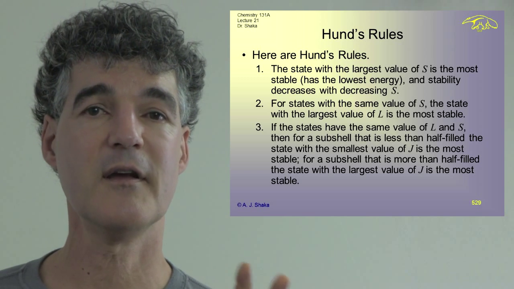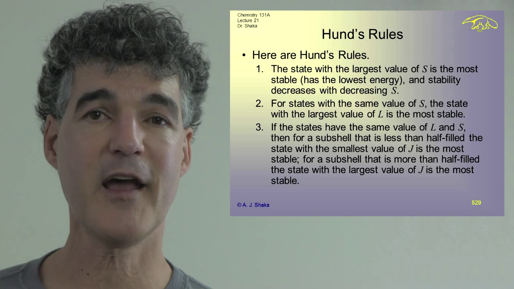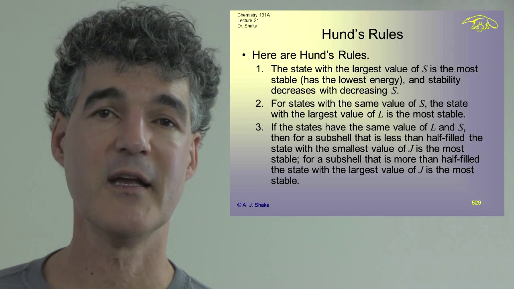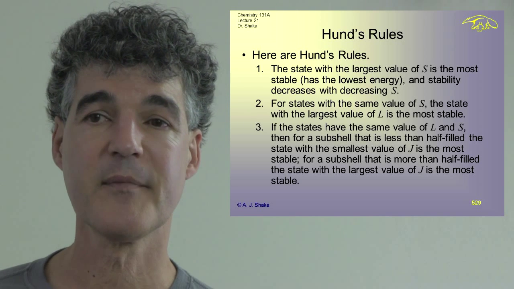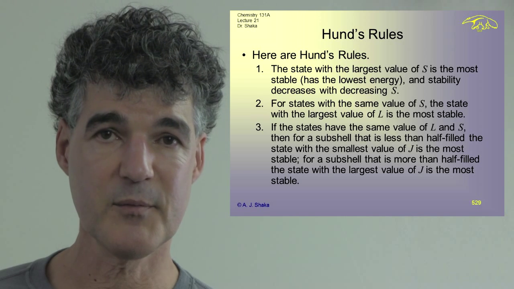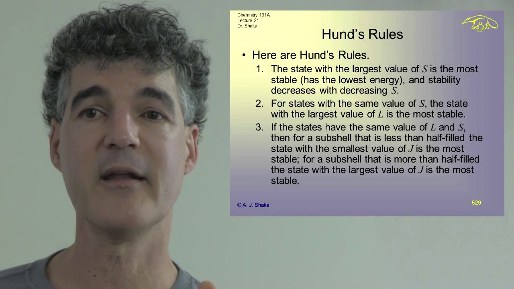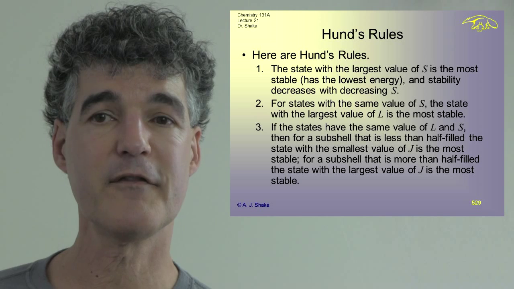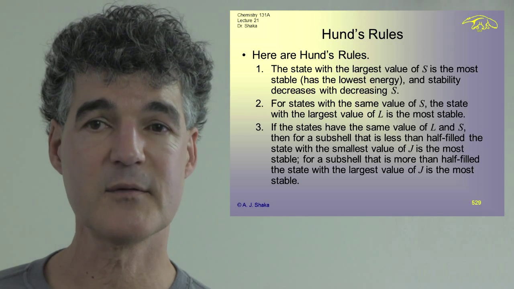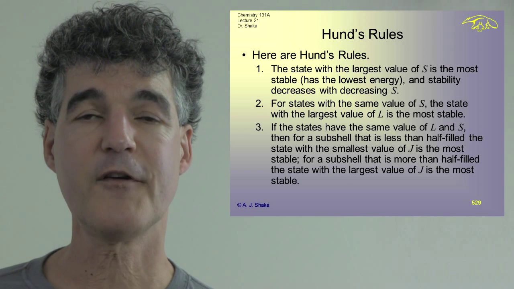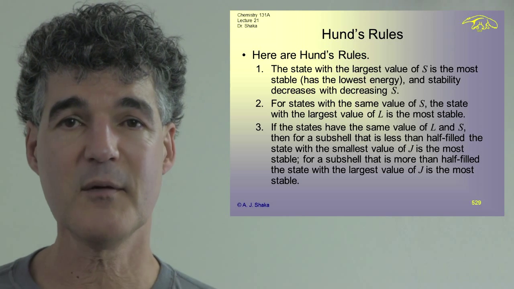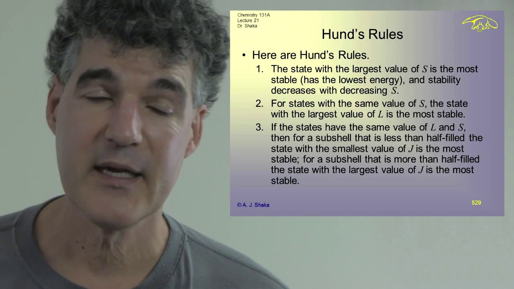And finally, if you have states that have the same value of L and of S, then if the subshell is less than half full, for example, if you have 1 or 2 electrons in the P shell, then the state with the smallest value of J is the most stable. And if the subshell is more than half filled, then the state with the largest value of J is the most stable.